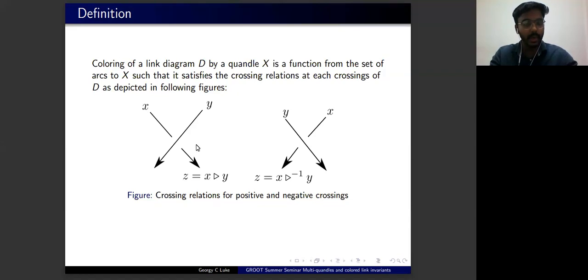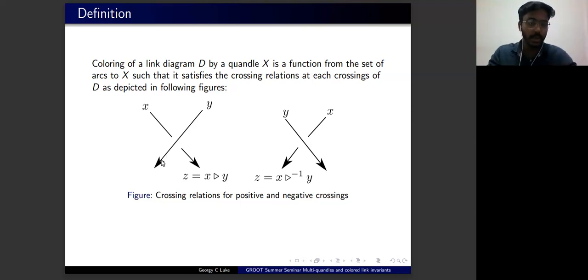And then the coloring of a link diagram D by a quandle is a function. Given a diagram D, we consider the set of all arcs in that diagram, and a function from that set of arcs to the quandle X, such that it satisfies some relations which we call the crossing relations. The crossings could be of two types.